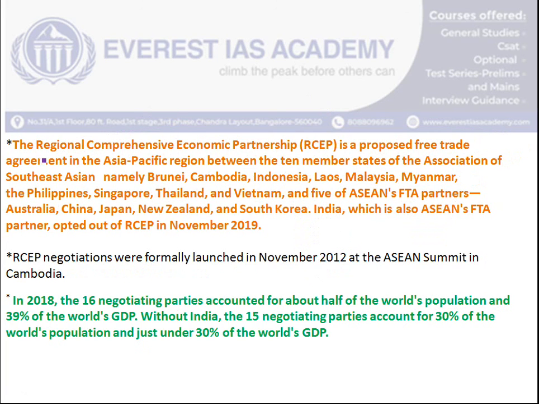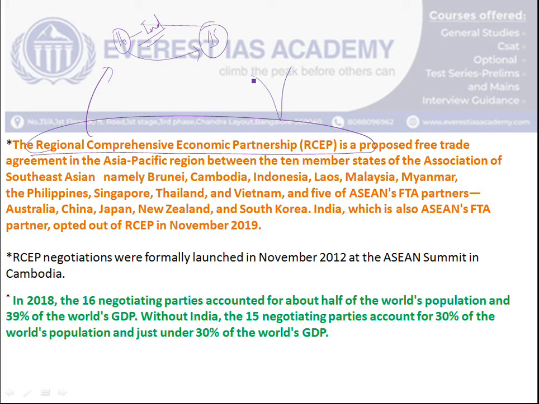So the third organization is this RCEP organization, friends. Previously there were 16 member countries, and India was one among them. And recently, in the last meeting which happened in Thailand, India came out of this organization, and currently there are only 15 member countries. This also you can understand with the help of a map, friends.